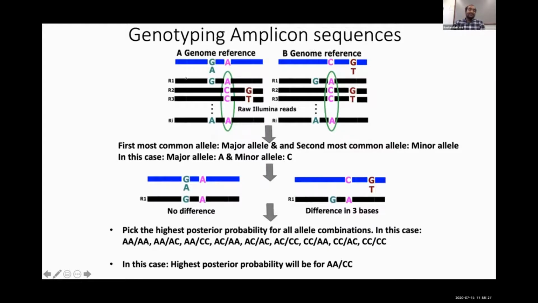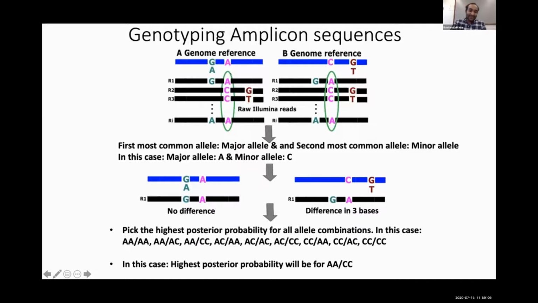And then we look at the differences for each read against the references. If you consider read 1, there is virtually no difference between this read and the reference sequence. But if you consider this read aligned to B genome, you see 3 differences in 3 bases. So the probability of this being true for alignment against A would be much higher than this because of these differences. So we then do genotyping based on the highest posterior probability for all allele combinations.